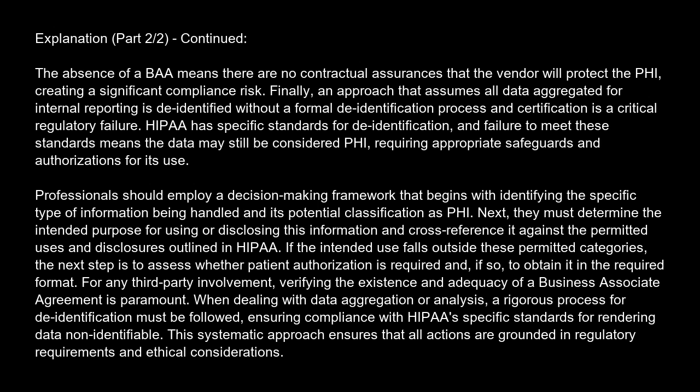Professionals should employ a decision-making framework that begins with identifying the specific type of information being handled and its potential classification as PHI. Next, they must determine the intended purpose for using or disclosing this information and cross-reference it against the permitted uses and disclosures outlined in HIPAA. If the intended use falls outside these permitted categories, the next step is to assess whether patient authorization is required, and if so, to obtain it in the required format.